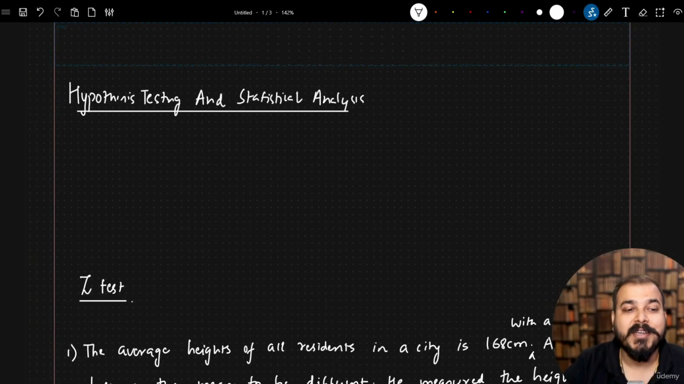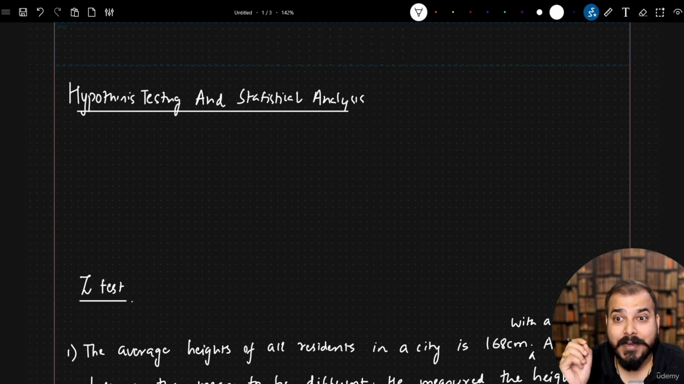Hello guys, so we are going to continue the discussion with respect to statistics. Now we are going to start different statistical analysis and we will be doing hypothesis testing. This will be super important as a data analyst, as a data scientist, whenever you take up a problem statement and you want to perform different kinds of hypothesis testing.